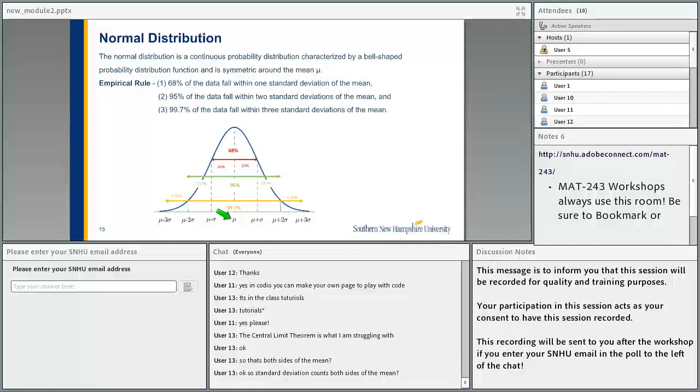Yes, the standard deviation, mu is the center part. On one side it's positive. So we move one standard deviation at a time in the positive direction, and the other side is going to be negative. We subtract one standard deviation.